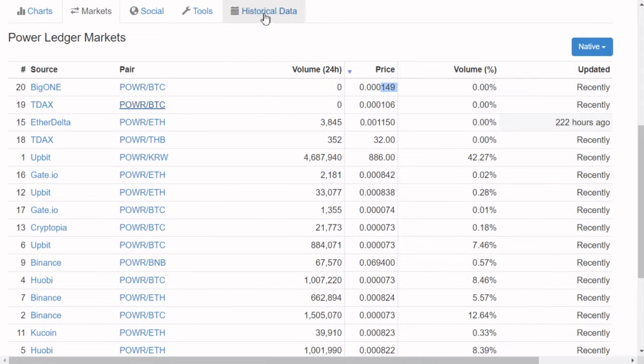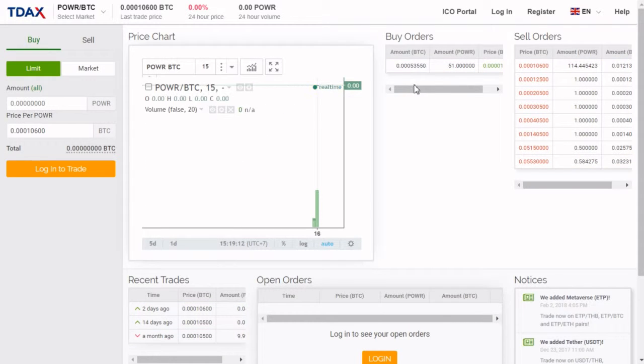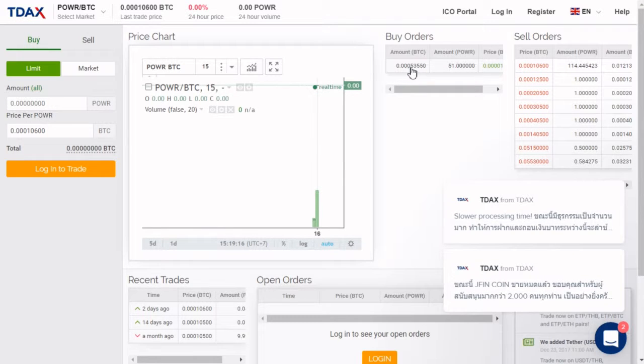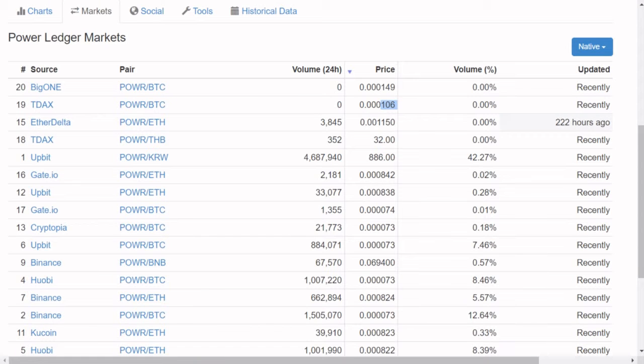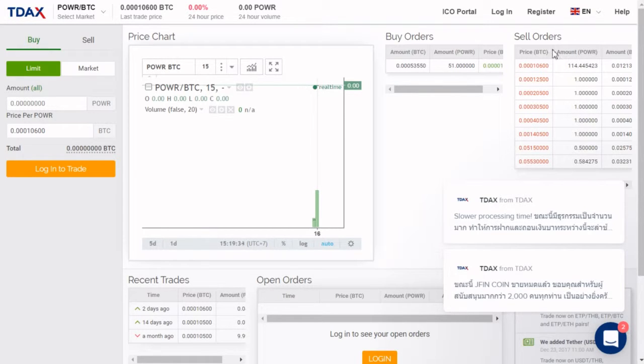Say if you wanted to sell it for 106 on TDAX, Power to Bitcoin, the buy order, there's actually no orders for 106. There's only for a small amount. Oh no, there is actually a sell order for 106. So there you go. You can actually make a little bit of money doing that, but it'd only be a little bit, obviously only $100 or so. So there you go, you can see how liquidity actually does affect it.